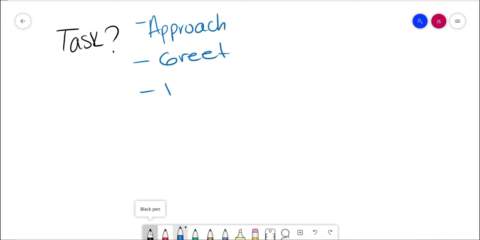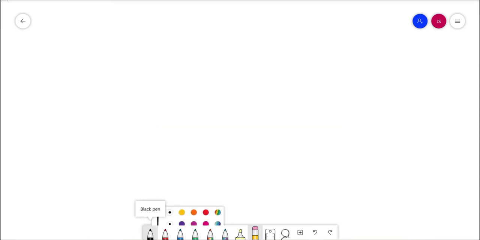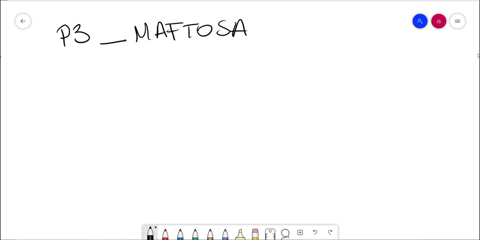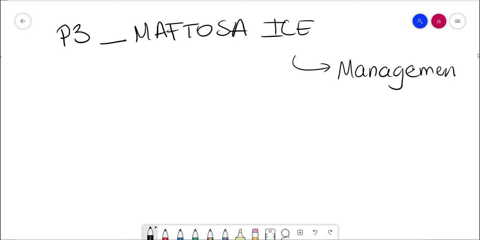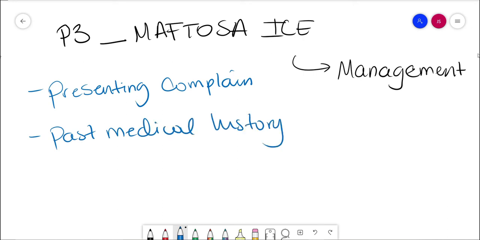So in this case, we're just going to take history. So we're going to think about a couple of things to do. We need to think about the approach we're going to take. We're going to greet the patient, introduce yourself, confirm identity of the patient, and gain consent. Once we've done this, we can move on and start off with all the parts of history taking. We're going to think about P3 MAFTOSA. It's well known, and you're going to like it. I was going to think about ICE and management plan. Now, P3 MAFTOSA, let's concentrate on the P3. We're going to list presenting complaint, past medical history, and personal history.